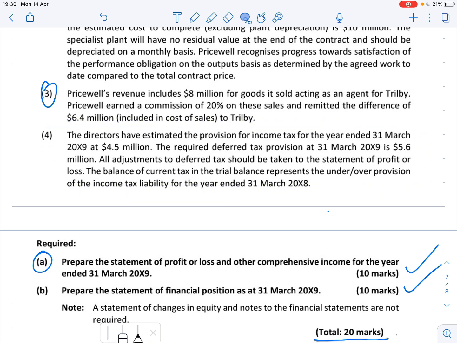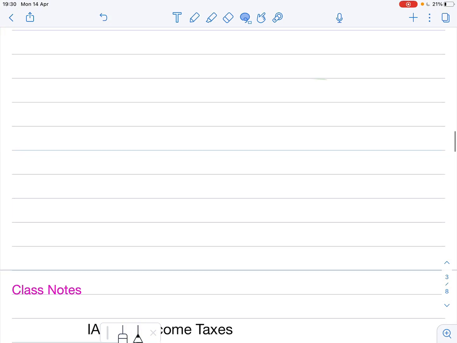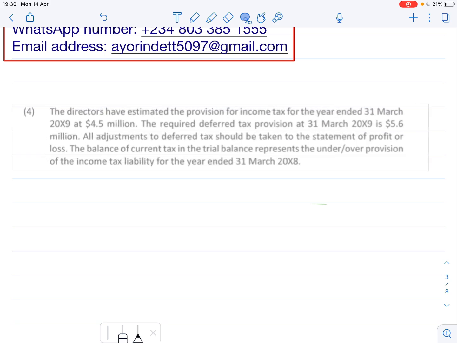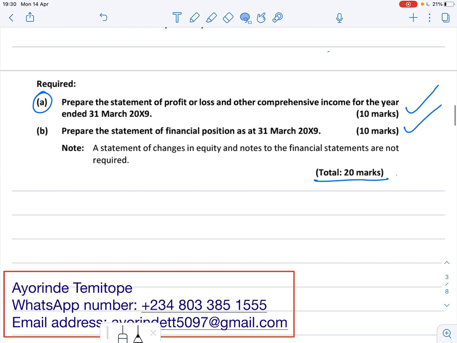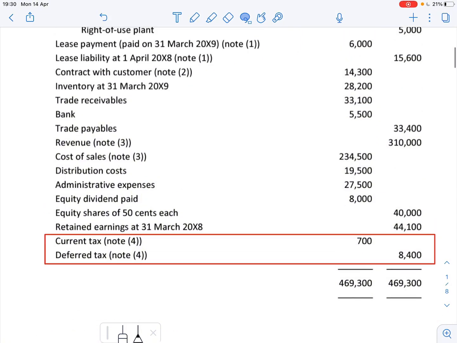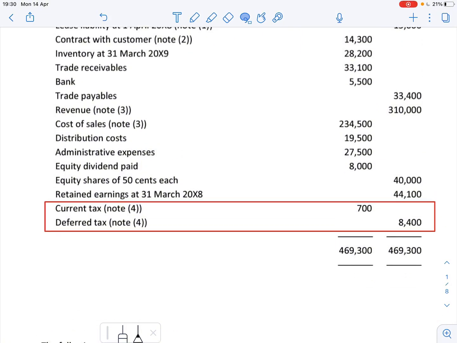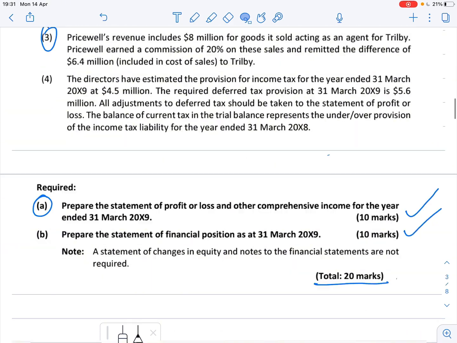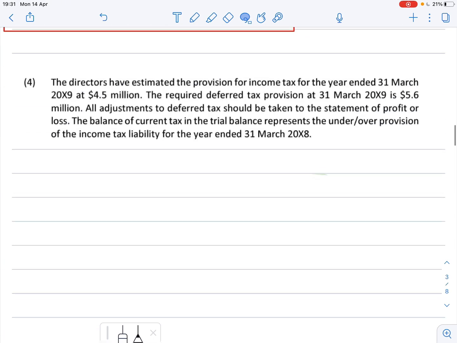So let's take it to where I'm going to be having the flexibility of doing some writing. So imagine if I have it there. Not only that, I'm going back to the trial balance, and I want to bring out the relevant information regarding this income taxes, which is note number 4. So I have these bits. I'm going to put it beside or somewhere here. So let me just put it there.